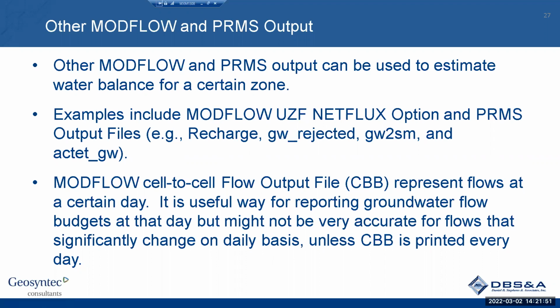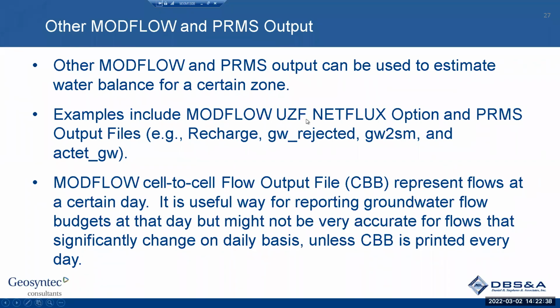And when we do that, remember we talked about the CBB file and how it represents flow at a certain day. It can be useful for reporting budget for that day. But if we want to assume that day is representative over the entire stress period, the entire month, that might not be a good approximation for most of the boundaries we're dealing with, especially in GSFlow, where we have changing daily flows, changing daily recharge and percolation from streams.